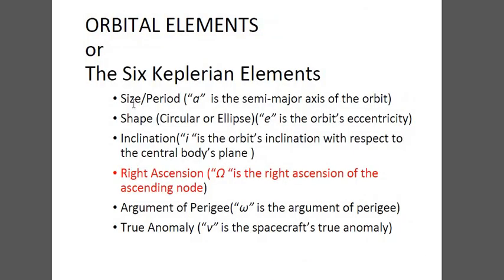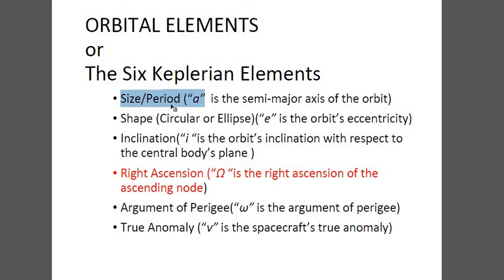I hope you are clear with this. These are the first three Keplerian elements, or the orbital elements. First one is size or the period. Size gives you the semi-major axis of the orbit, and depending upon that we can know whether it is in LEO, MEO or GEO. So depending upon that, we are going to find out the orbits.